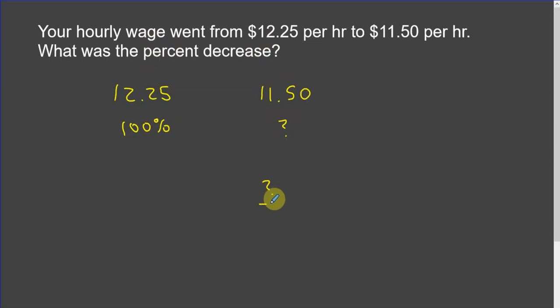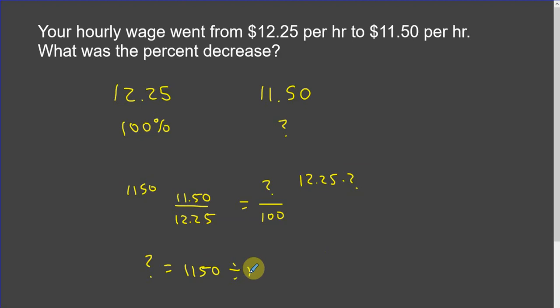So this out of 100, and 12.25 goes with 100, 11.50 goes with question mark. This is what we solved. 100 times 11.50 is 11.50. 12.25 times unknown. All right, so unknown is 11.50 divided by 12.25. And so that gives 93 point, and I'll round it, 9. All right, so this is 93.9%.